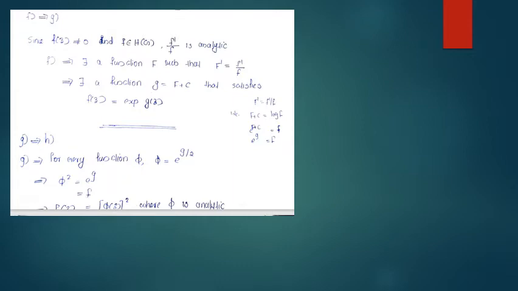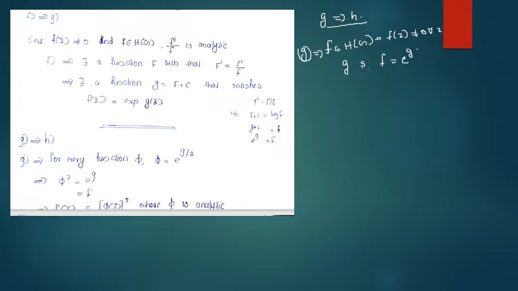Our next explanation is for G implies H. In G, it is given that for any f belongs to H of G and f of z is not equal to 0 for every z in G, then there exists a function g such that f can be written as e raised to g of z.